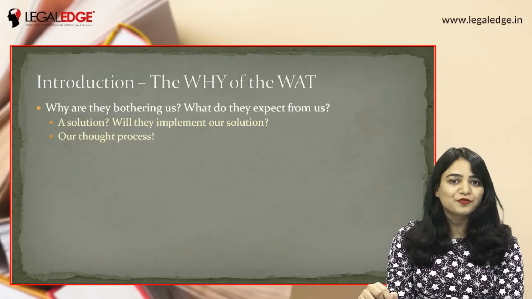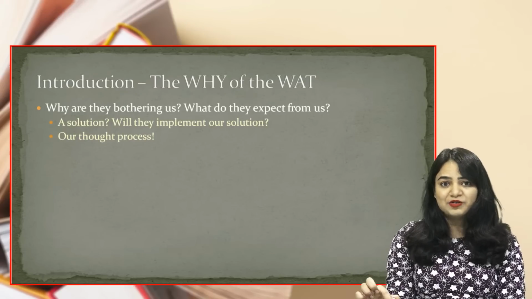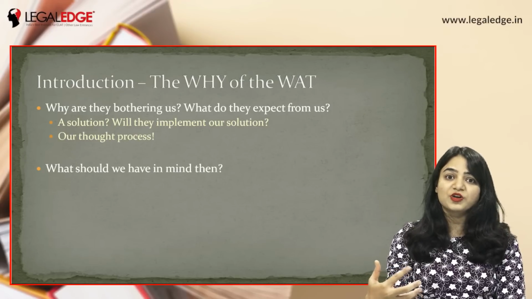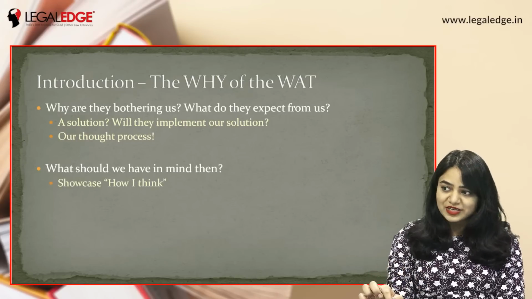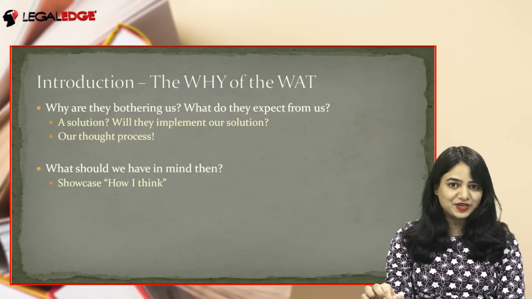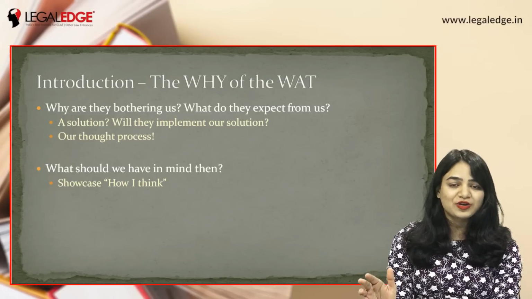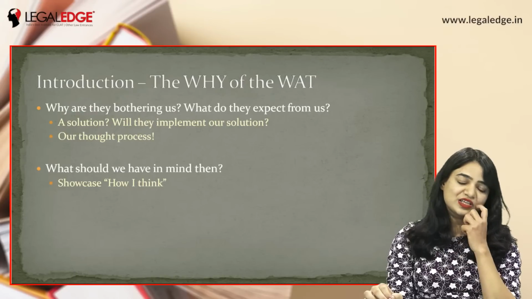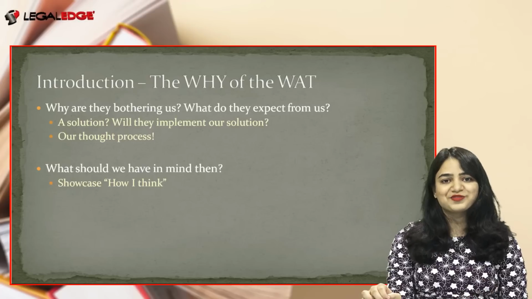What they want to check is our thought process. They want to check how we think. Whenever we are faced with a problem, how do we think about it? So what should we have in mind then? I want to project how I think, and I want it to be very logical and coherent. So I should keep in mind to showcase how I think and how I develop an argument. Remember, in critical reasoning, you are given certain sets and you are shown how an argument develops. You sometimes say points to strengthen it, and sometimes you say points to weaken it. Similarly, you have to showcase how you think.